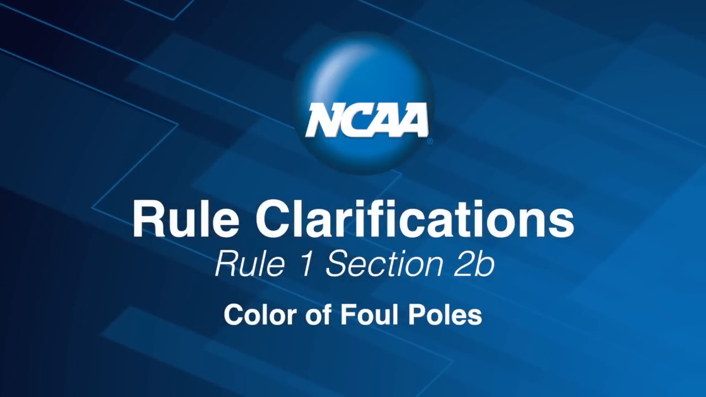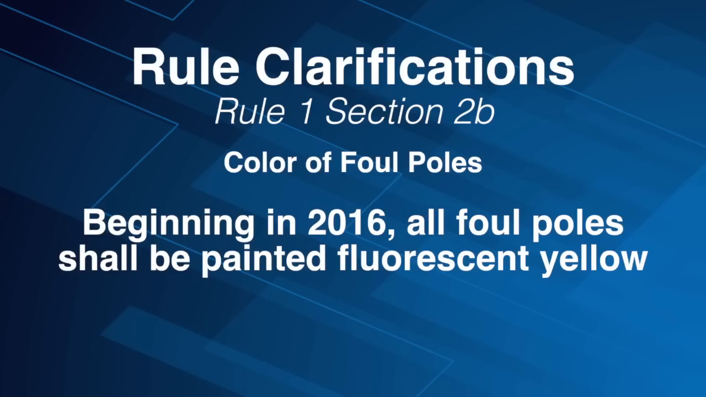Rule 1.2B. A new policy has been implemented for the 2016 season and beyond, due to a proliferation of colors showing up on foul poles, some being very difficult for umpire rulings on fair or foul. Beginning in 2016, all foul poles should be painted fluorescent yellow.